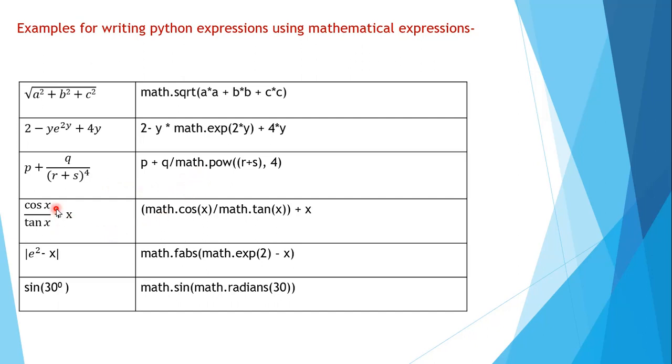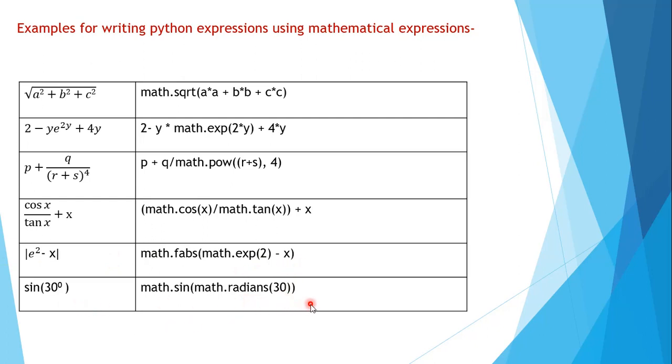Now for cos x by tan x plus x, you have written math.cos of x divided by math.tan of x, then plus x. Here, since the absolute value is to be taken, the mod is there, so math.fabs, then math.exp of 2 and then minus x.